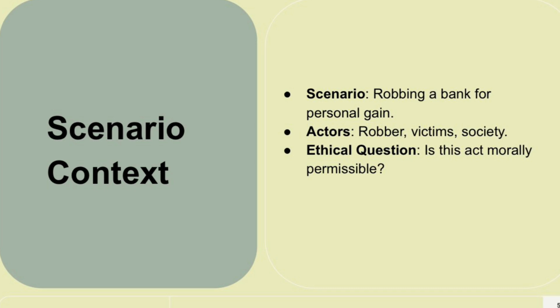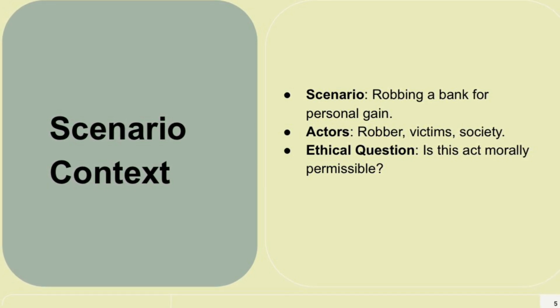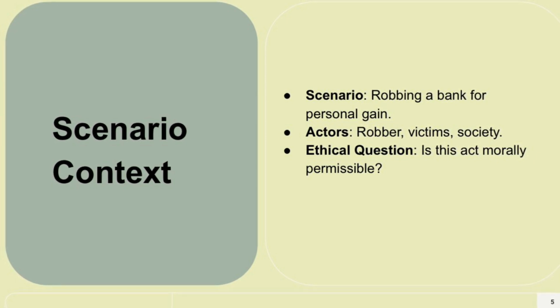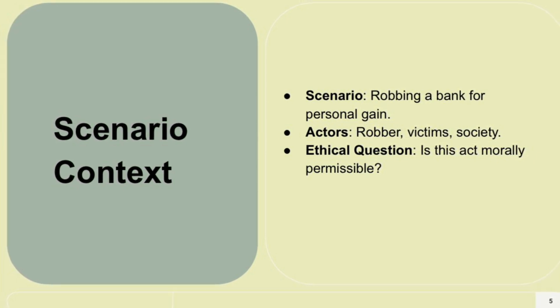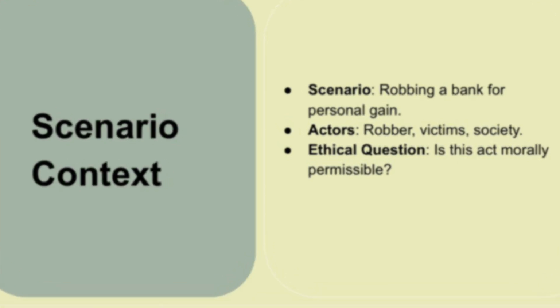The scenario under analysis involves robbing a bank for personal gain. This act affects multiple stakeholders, including the bank employees, customers, and broader society. We will assess its morality using Kant's three formulations.